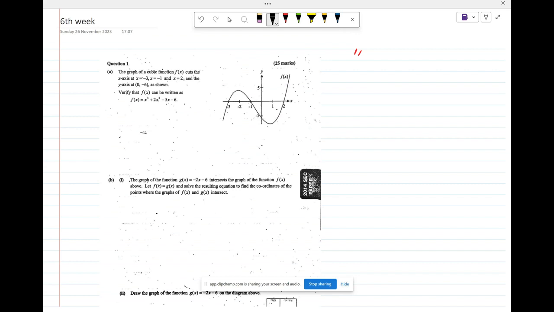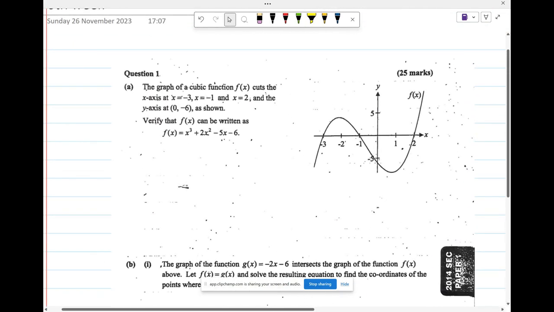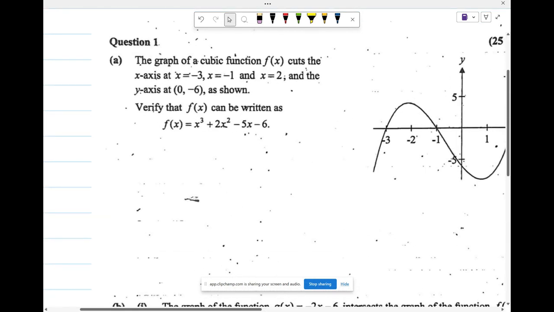So next question. This question is an exam question that's basically here to show you that functions and algebra and the line and all these things can kind of interlink and be connected, and they can give it all to you in the same question. But let's jump right in. It says, the graph of a cubic function f of x cuts the x-axis at -3, -1, and 2, and the y-axis at (0, -6) as shown. Verify that f of x can be written as x cubed plus 2x squared minus 5x minus 6.